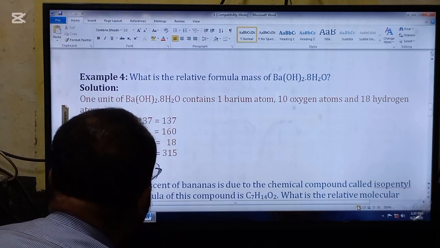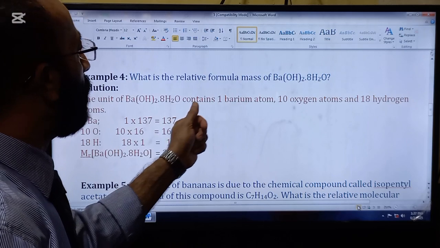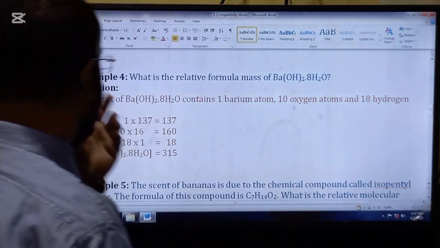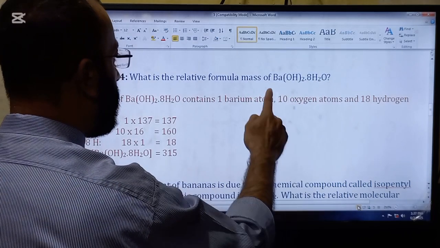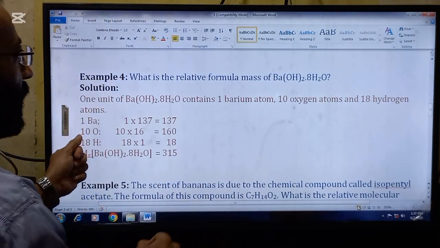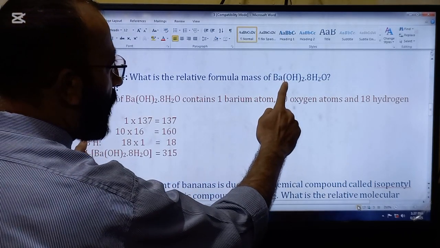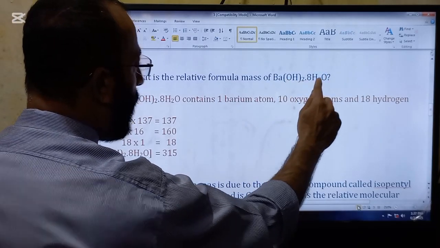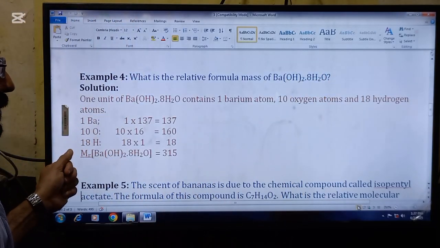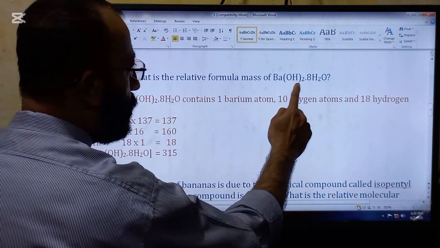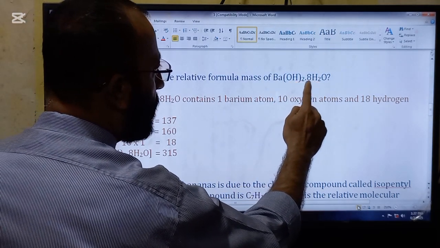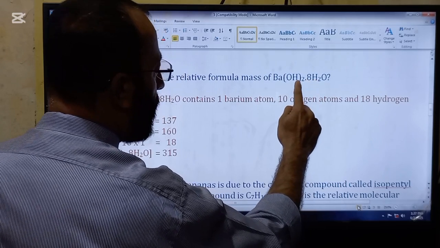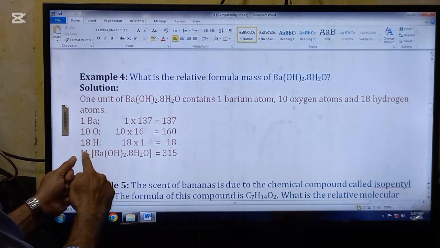And the other question is here: what is the relative formula mass of Ba(OH)2·8H2O? So from the formula you can see here is 1 Ba, then 2 O's are here and 8 O's are here. So in total there are 10 O's. Now H, 2 H are here and 16 H are here, 8 2's are 16. So 16 plus 2 will be 18 H.